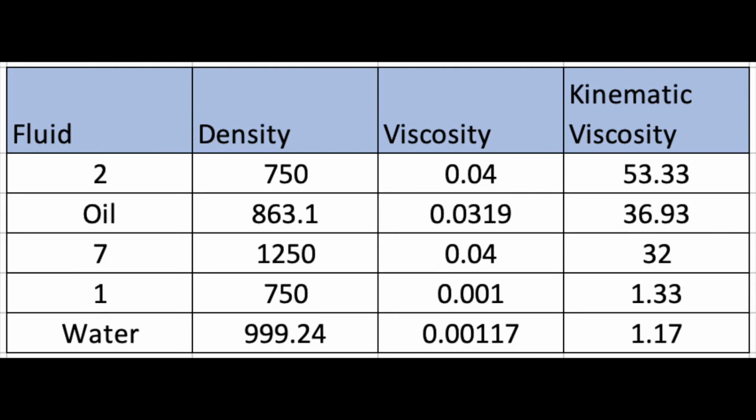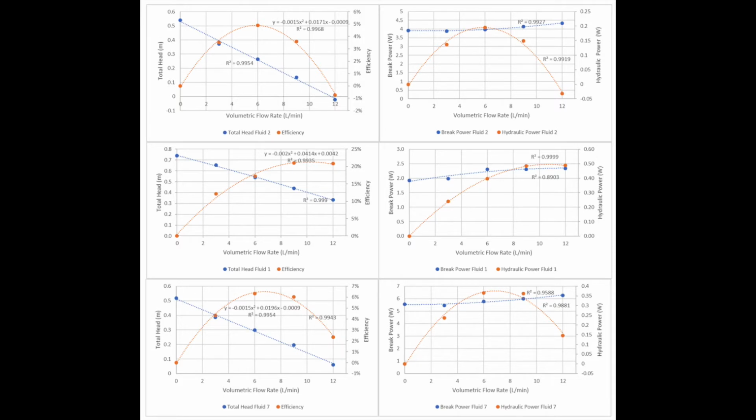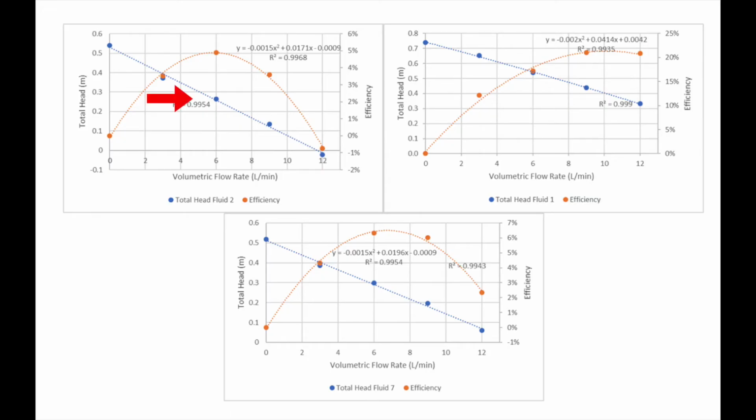For the CFD simulations, 3 fluids were chosen: 1, 2, and 7. The graphs of head, efficiency, brake power, and hydraulic power are shown below. These fluids were chosen because they were the ones whose kinematic viscosity was separated, and taking into account that high viscosity fluids would have given a negative head. It can be seen that the head always had a linear behavior and the efficiency always had a parabolic form, where the best efficiency point can be clearly seen.